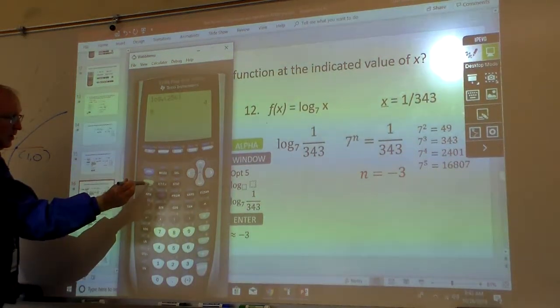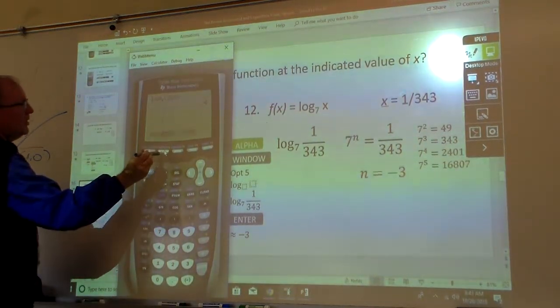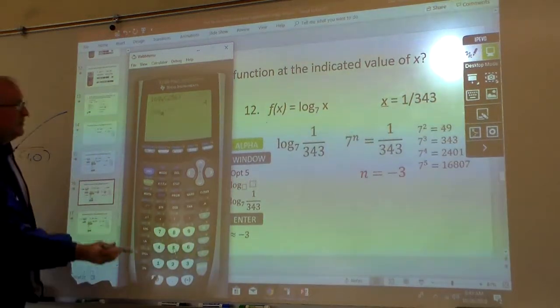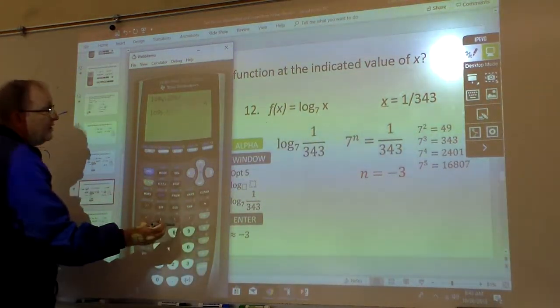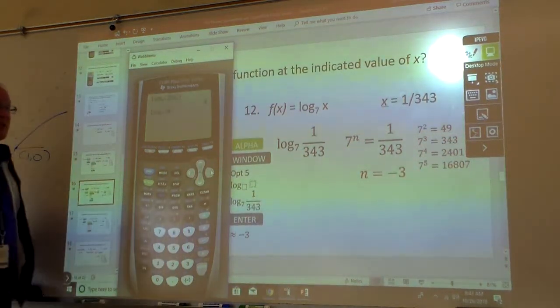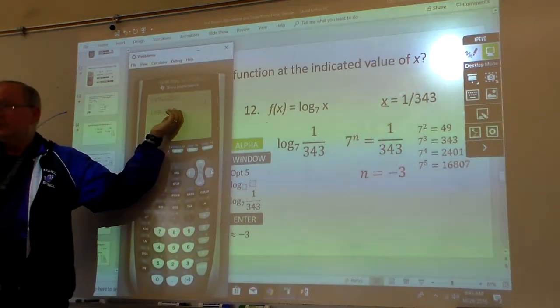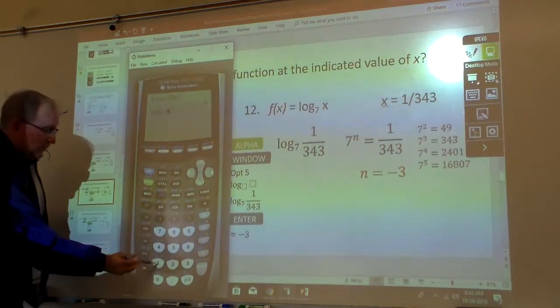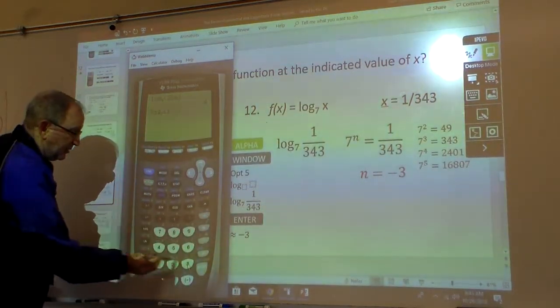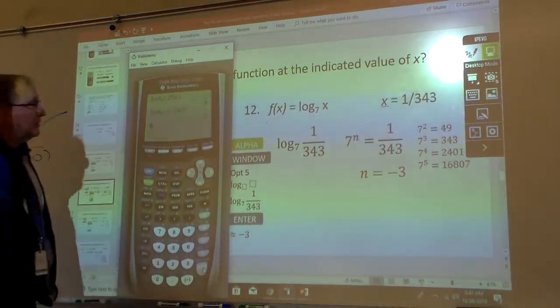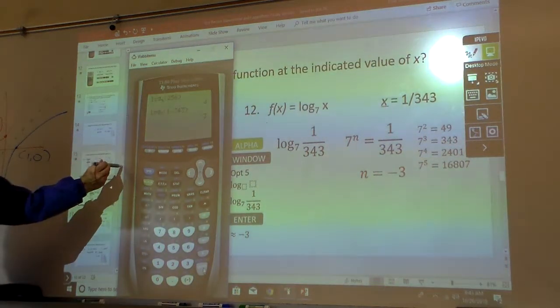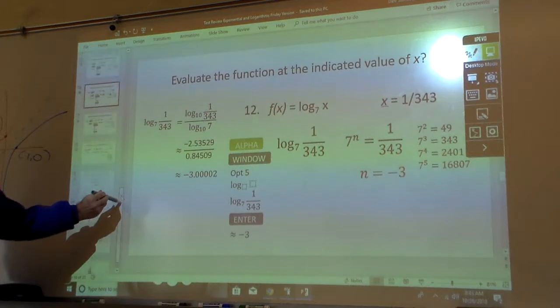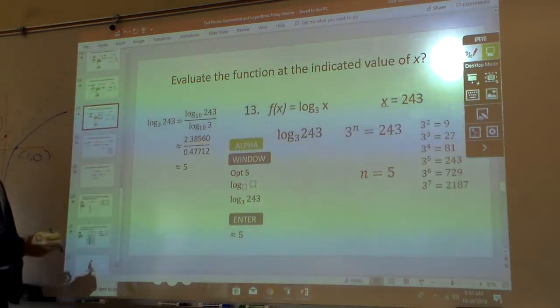So what do I do? Alpha, window, option 5. And what's our base? 7, and then move over. And what's nice is it's already in parentheses. So you just have to do 1 divided by 343, enter, negative 3. That's what makes these really super nice. All right?